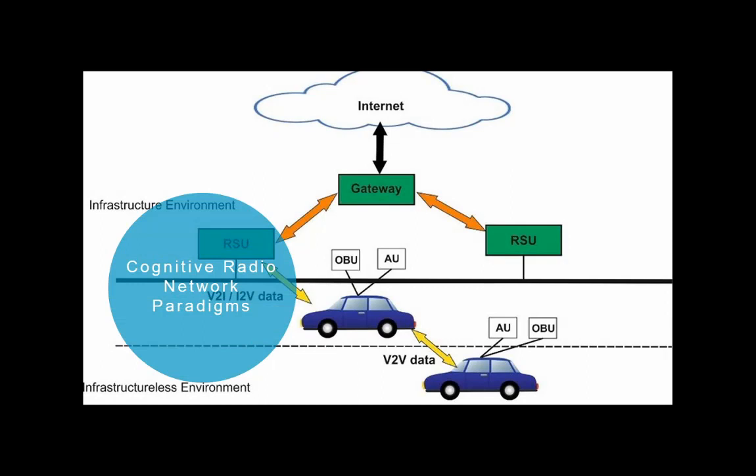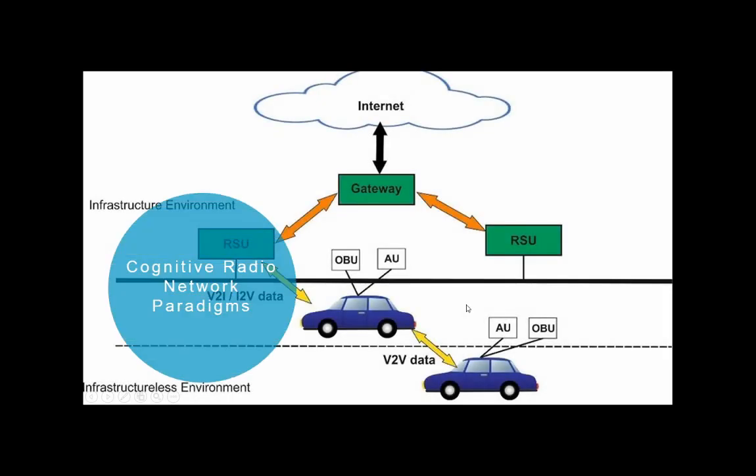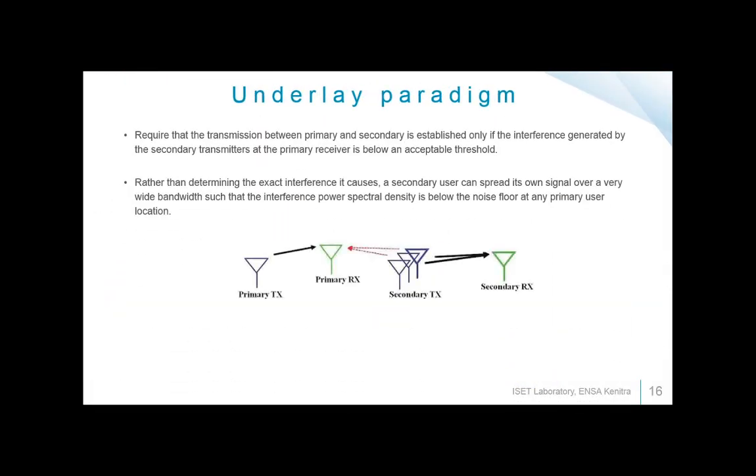Now, cognitive radio network paradigms. Underlay paradigm. It requires that the transmission between primary and secondary is established only if the interference generated by the secondary transmitter at the primary receiver is below an acceptable threshold. Rather than determining the exact interference it causes, a secondary user can spread its own signal over a very wide bandwidth such that the interference power spectral density is below the noise floor at any primary user location.